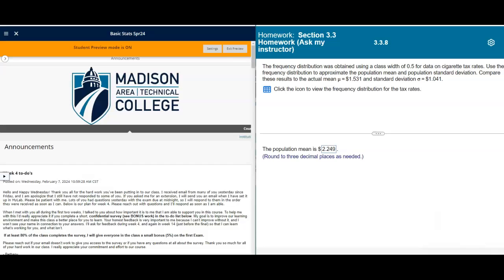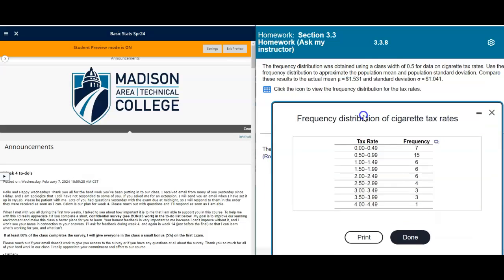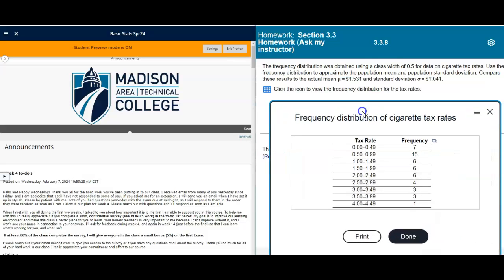So this problem has data that they've provided. We can click on the icon and we can see the data. And the easiest way to solve this is to use Statcrunch. So I'm going to go into Statcrunch with this. But before I do that, I want to just pause for a second and point out a couple things that are important.